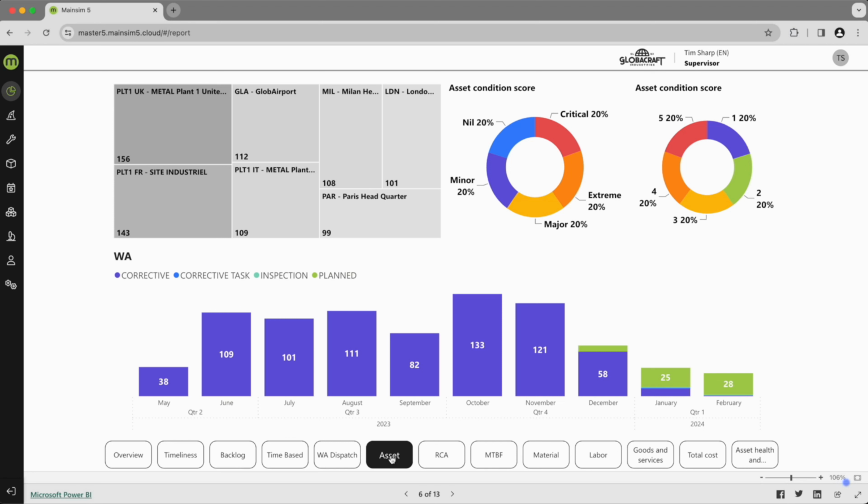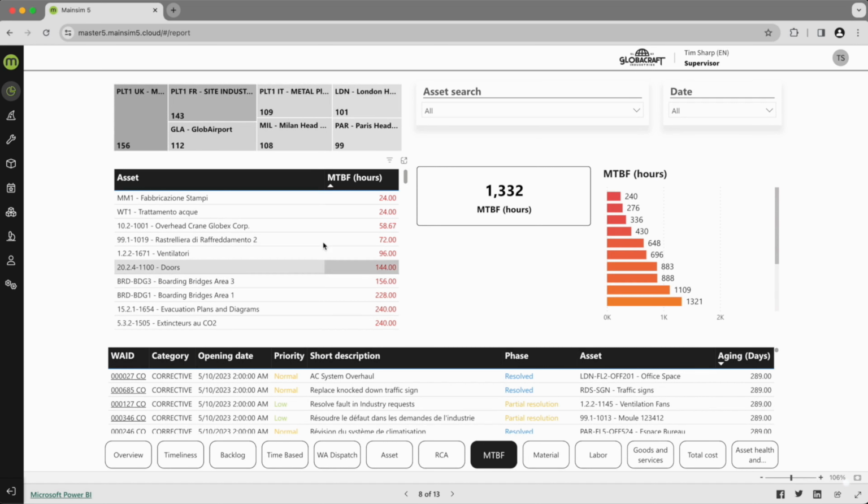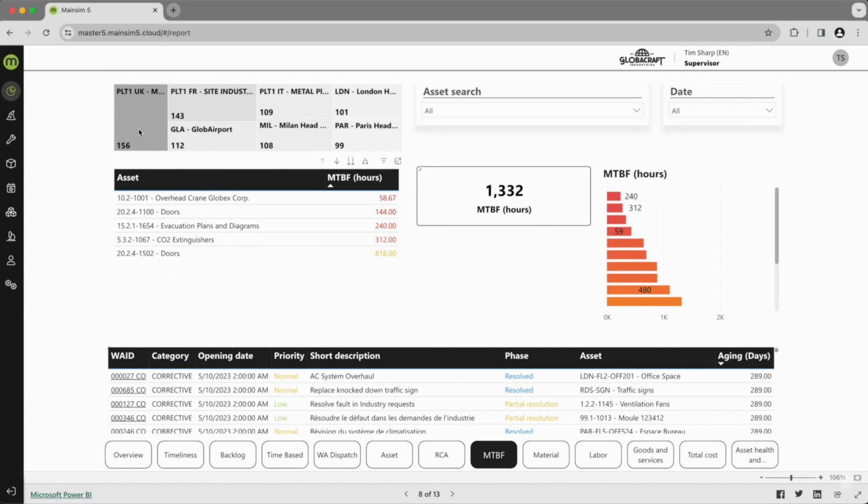Let's focus on the time between 2 consecutive anomalies on the same asset, what is commonly referred to as MTBF, mean time between failure. Here we see an analysis on this topic that will allow our manager to implement appropriate maintenance strategies starting from this and other complementary evaluations.